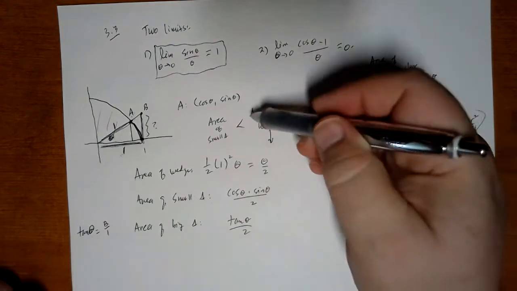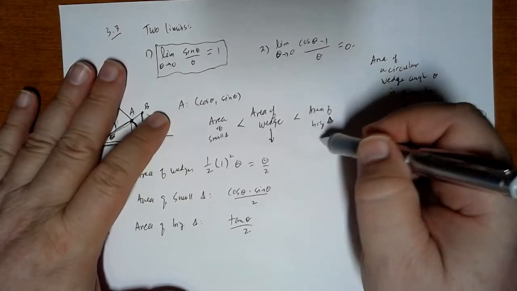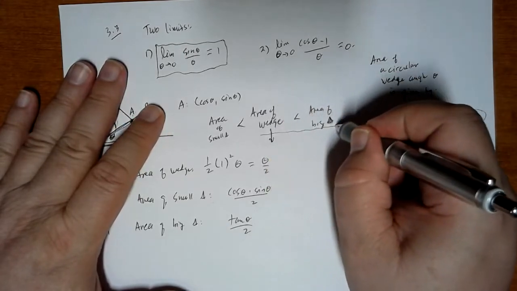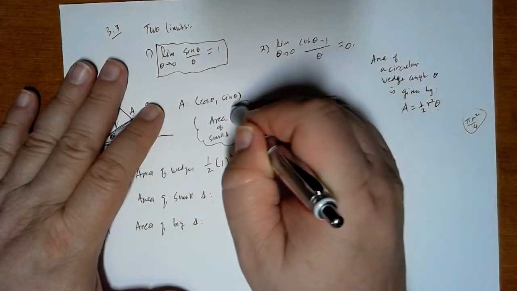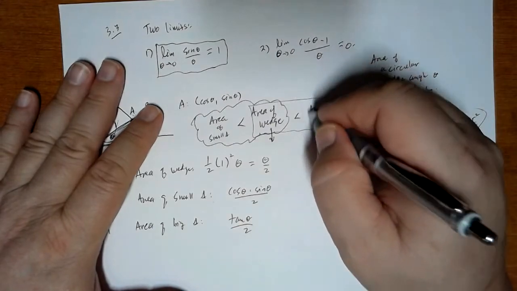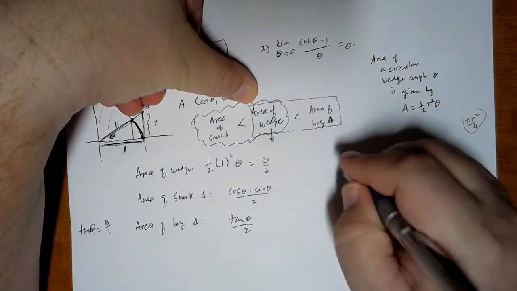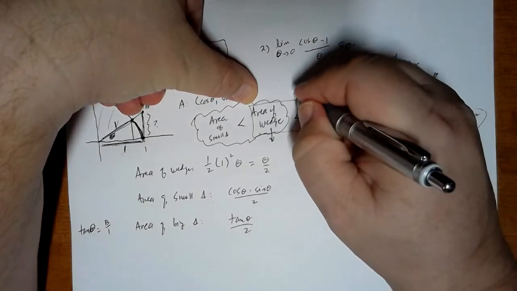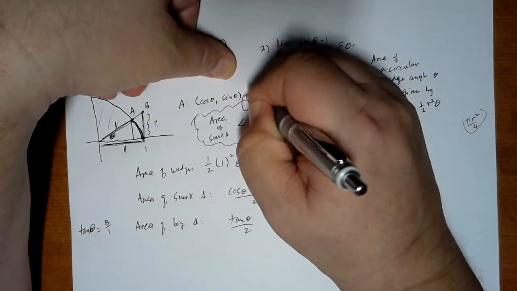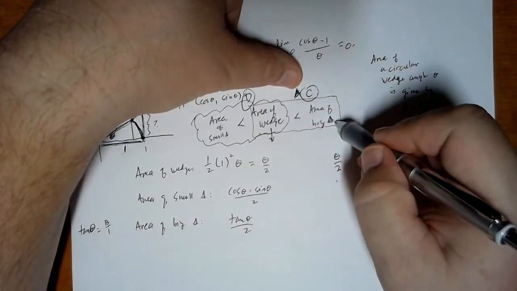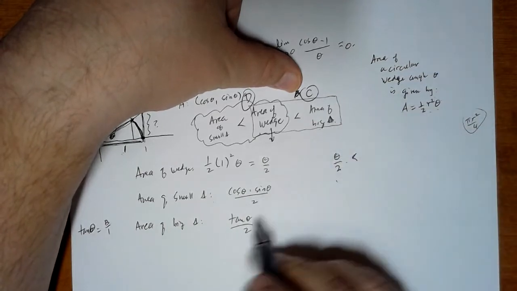Good. And now we see that we can put this all together. Let's just work with, which one should we work with first? How about if we work with this one first, and then we're going to work with this one second. So if we work with this one first, we'll have the area of the wedge is less than the area of the big triangle. So the area of the wedge is theta divided by 2. I've already used A and B, so I'll call this C, and I'll call this D. Okay, so this is C here, this inequality: area of wedge is less than the area of the big triangle.